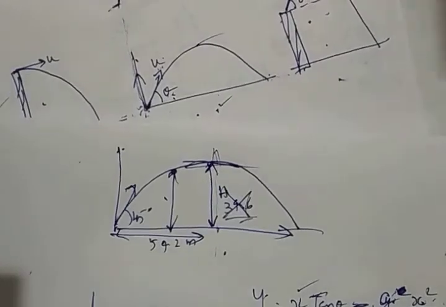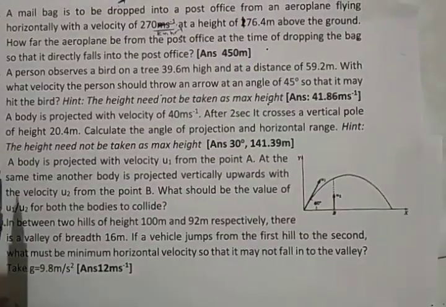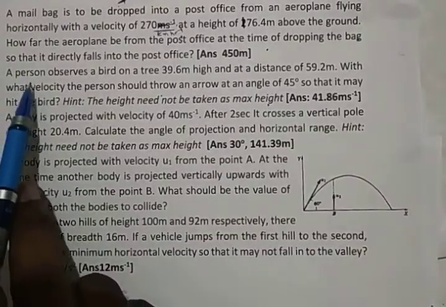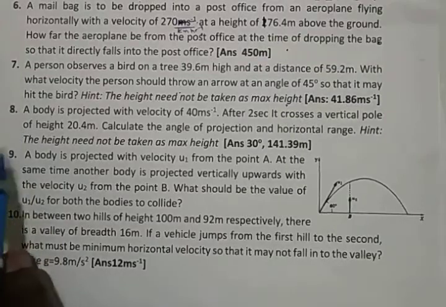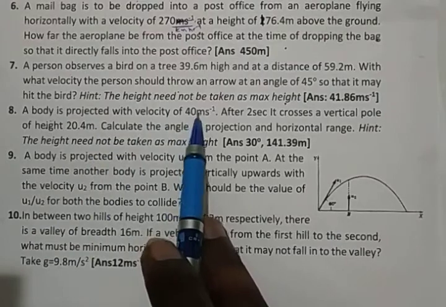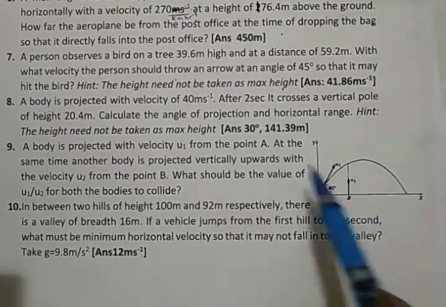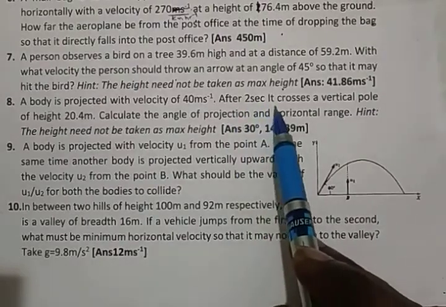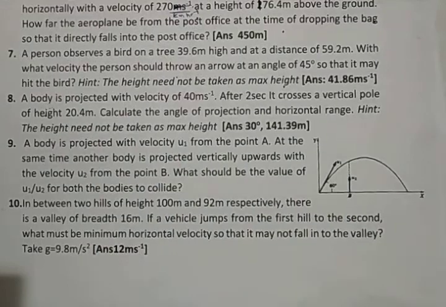Try this one. Go to the next question here. Similar question here also, exactly similar. There are 3 questions that come similarly, 7, 8 and 9. All 3 are in the same direction. A body is projected with a velocity 40 meter per second. U is already given here, whereas in the previous question u was not given. After 2 seconds, time is also given here, it crosses the vertical pole of height 20.4 meters. Calculate the angle of projection and the horizontal range.